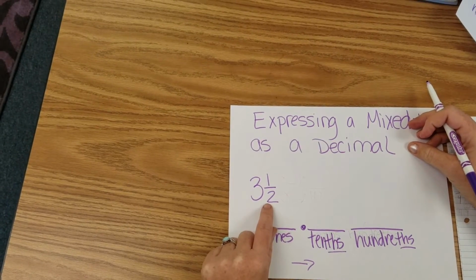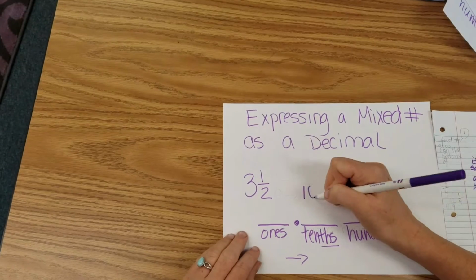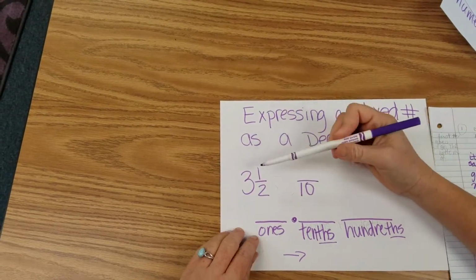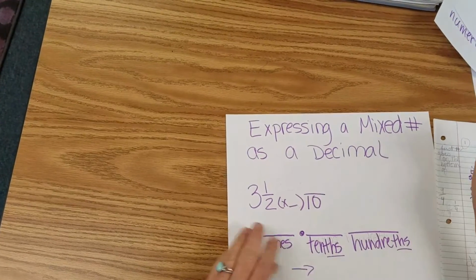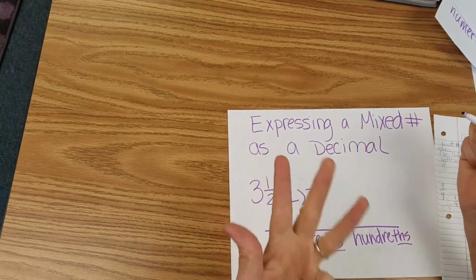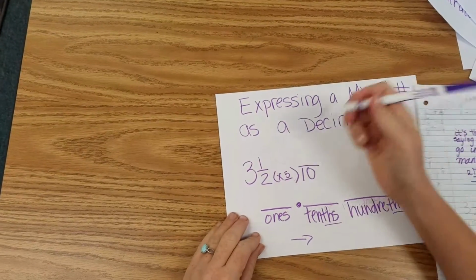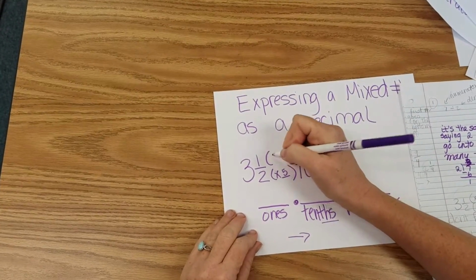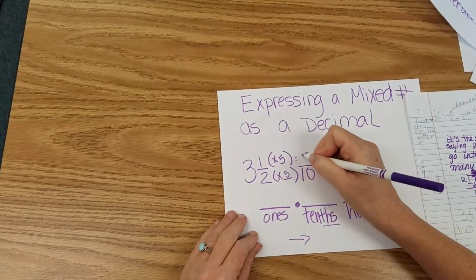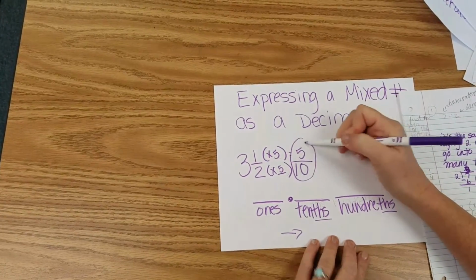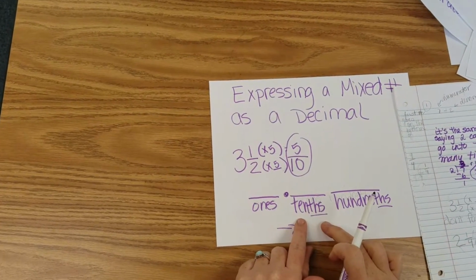Well, just like I did before, I need to get a common denominator. I either need to make it into tenths or hundredths. In this case, I know that 2 can go into 10, so I'm going to get a common denominator for tenths. So 2 times what is going to get me to 10? 2, 4, 6, 8, 10. 2 times 5 gets me to 10. Whatever I do down here, I have to do up here. So 1 times 5 equals 5. Now I have 5 tenths.